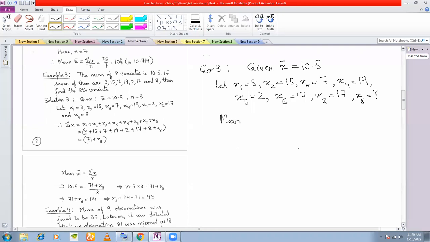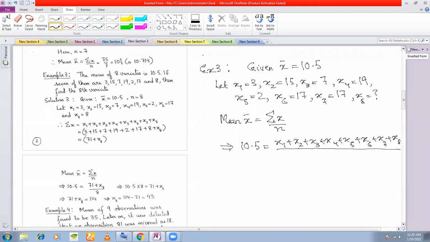Write the formula first. Mean x bar is equal to summation x by n. Put the value of mean. What is the value of mean here? 10.5 is equal to summation x by n. There are 8 variates here. Number of observations is 8. Let's write here, number of observations, N is equal to 8. Divide this by 8.